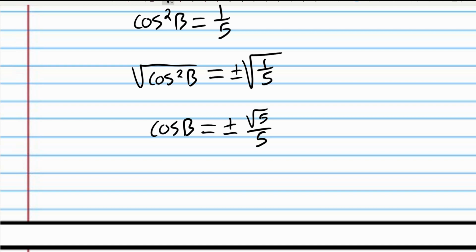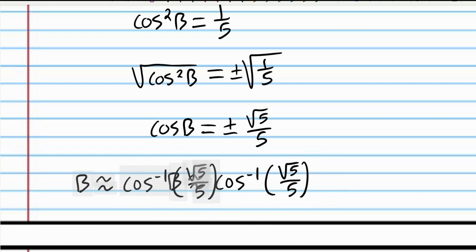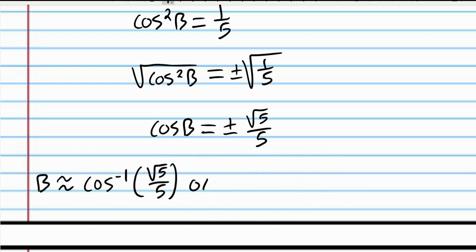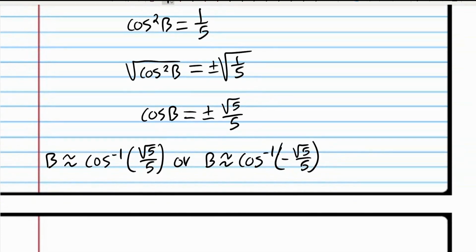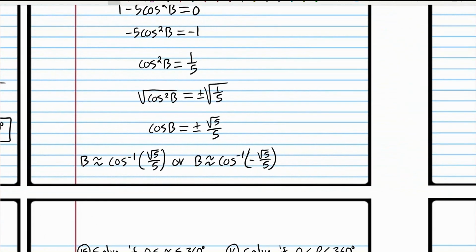So b is going to be approximately equal to cosine inverse of root 5 over 5. That's one solution. Or b is going to be equal to cosine inverse of negative root 5 over 5. There's another solution. So there's actually going to be 4 solutions.